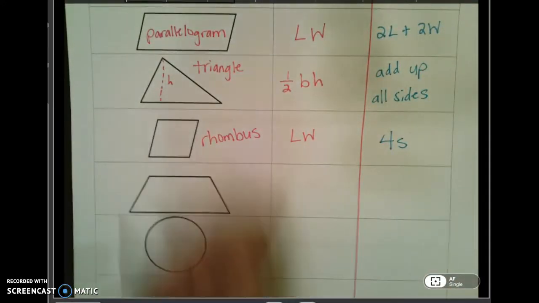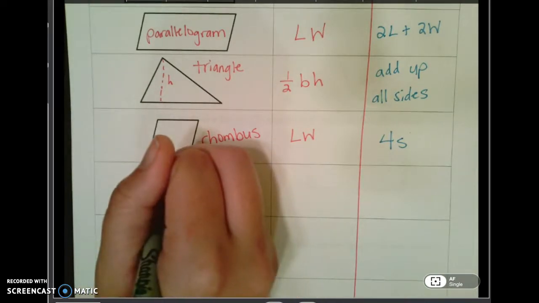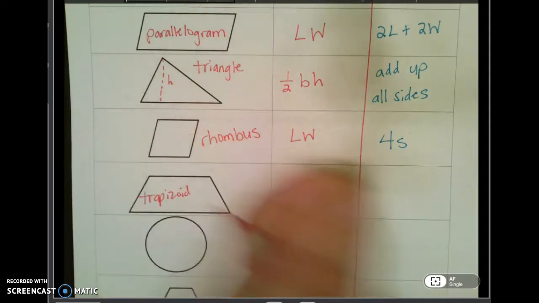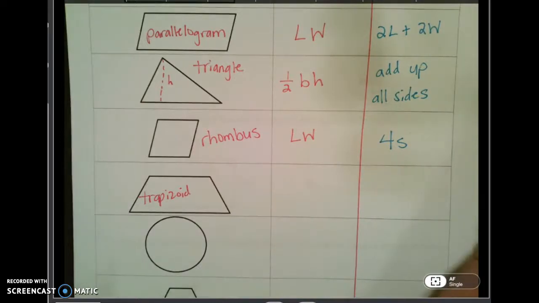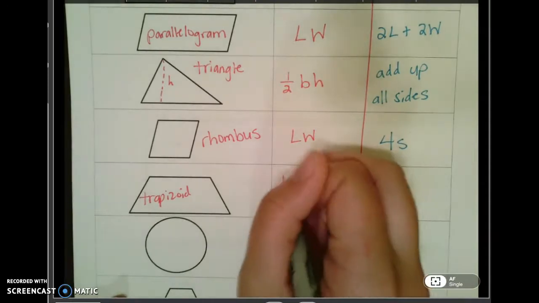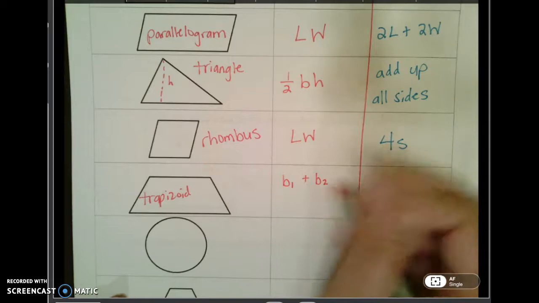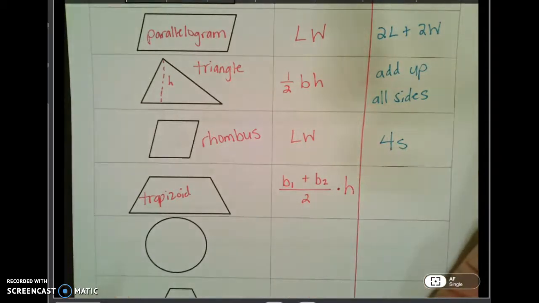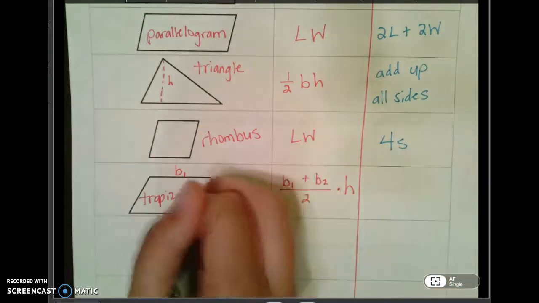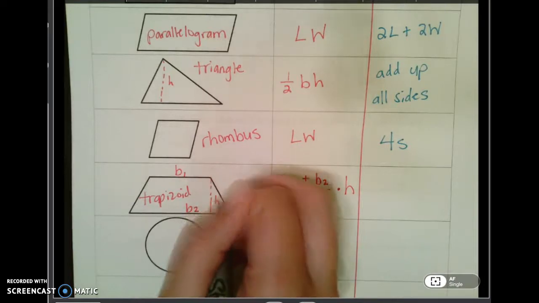The next shape I have is a trapezoid. I might have spelled that wrong. We'll find out. Trapezoid. And in order to get the area of a trapezoid, you do base 1 plus base 2 over 2 times height. So what I mean by that, base 1 and base 2. And then same thing, your height still has to go straight up and down. That would be height.